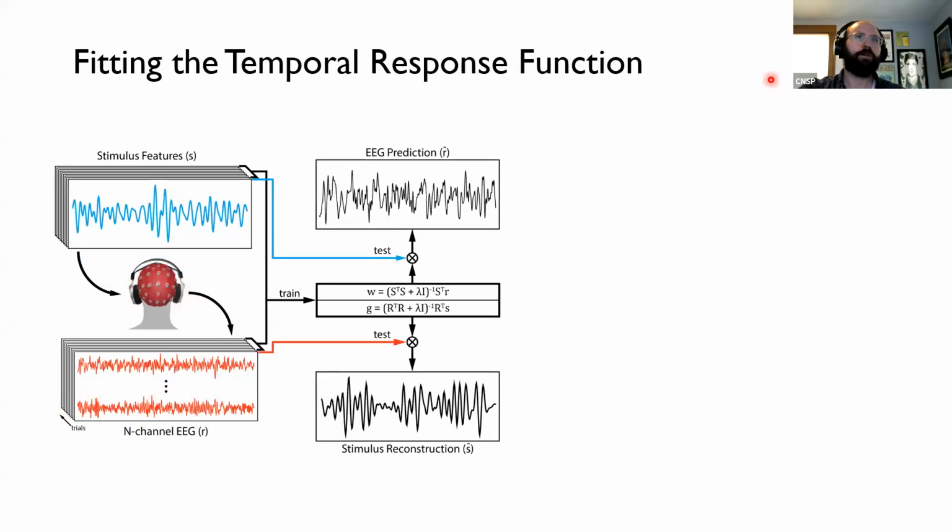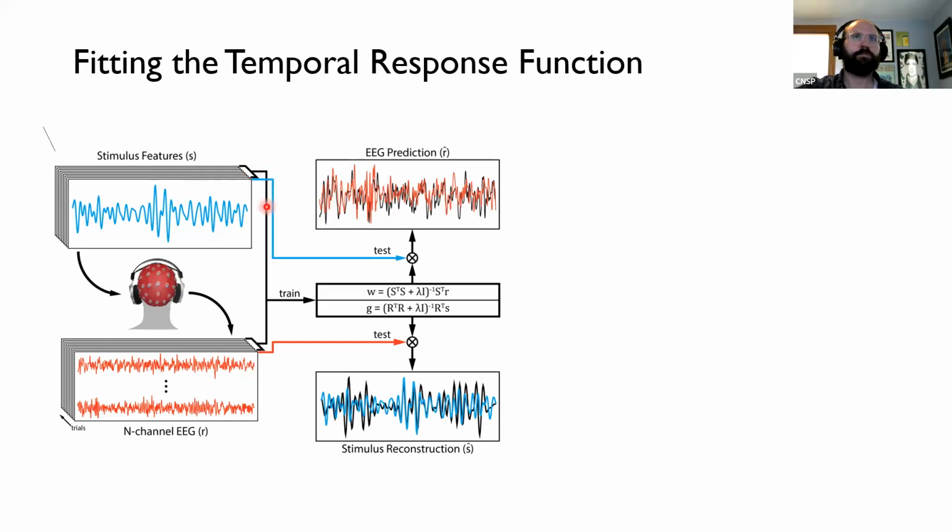Then we can take some other trials after we have this fit model, and we can use them to test that model. So we'll take a stimulus feature and pass it through the model and get some EEG prediction. Or if we're going in the backwards direction, we'll take the EEG, pass it through our backwards decoder model, and get some stimulus reconstruction. Of course, we'll take the other signal and correlate to that, right?